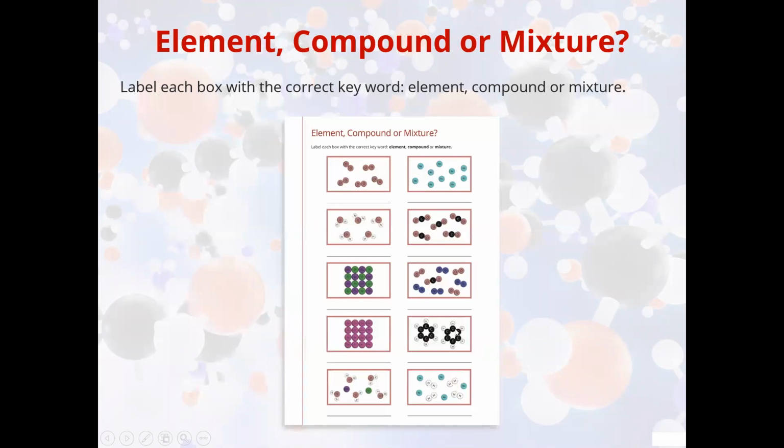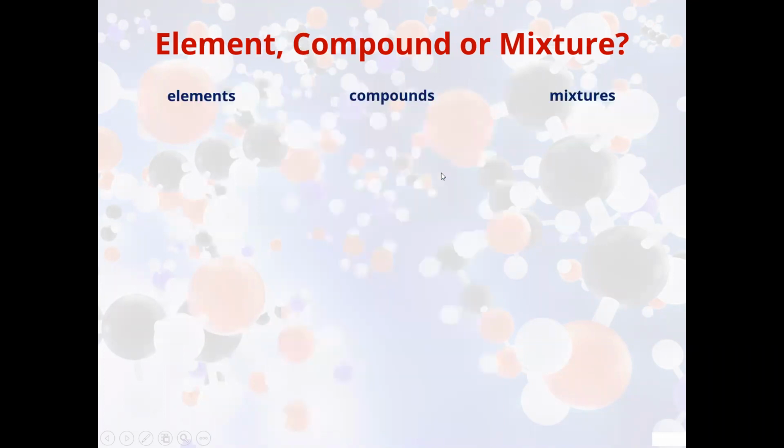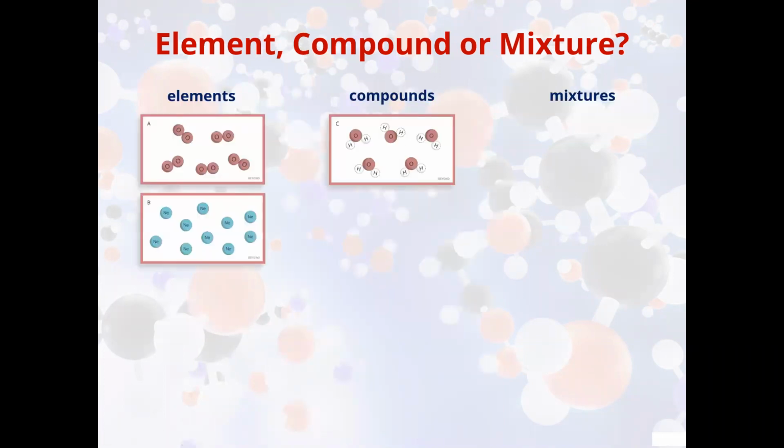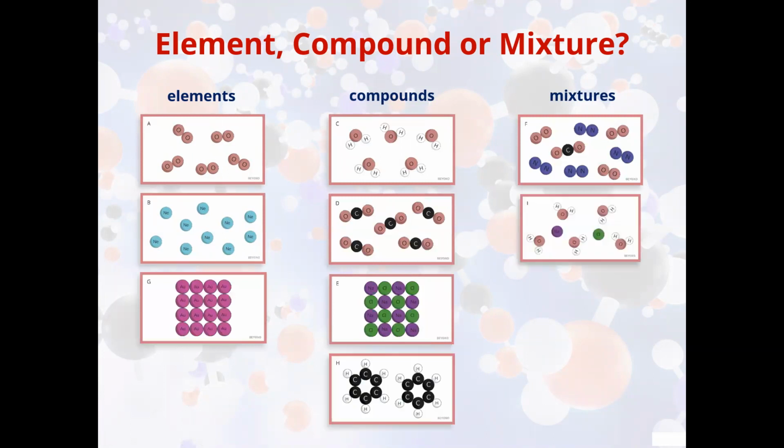Okay, so I've already given the answers, but let's just recap for this one. The elements, let me just get all the answers. So the elements, you see, it's only with one type of element there. So this is just oxygen. Doesn't matter how many oxygens there are, there's only oxygens present, so it is an element. Yeah, there's only neon present, so it's an element. Yeah, there's only gold present.